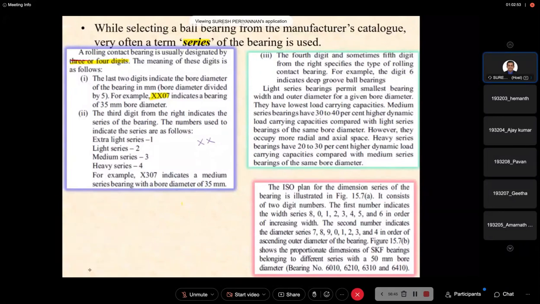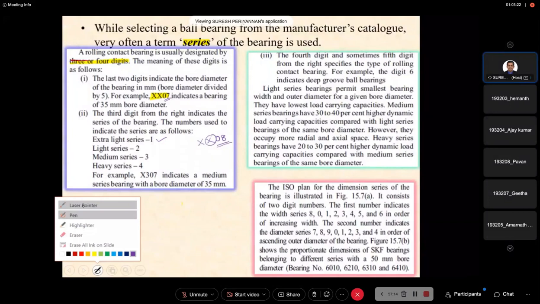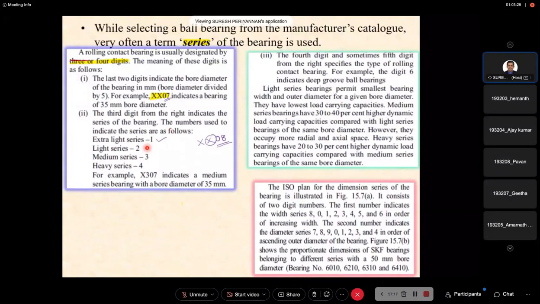For example, I am putting 08. Now my bearing bore diameter, the inner diameter, is 40 mm. Here 07 is 35 mm. Now I come to the third digit from the right-hand side. This X defines my bearing series, that is, extra light series, medium series or heavy series, depending on the load condition. Now suppose my bearing is heavy series.